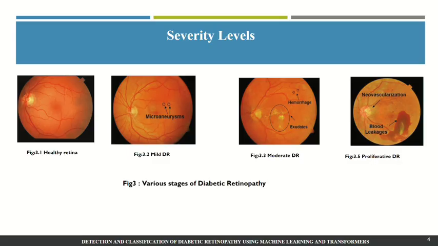And when neovascularization, that is abnormal growth of blood vessels, and ultimately the leaking of blood, which then flows into the retinal fluid, occurs, it is known as proliferative diabetic retinopathy, which leads to complete blindness or blurry vision.